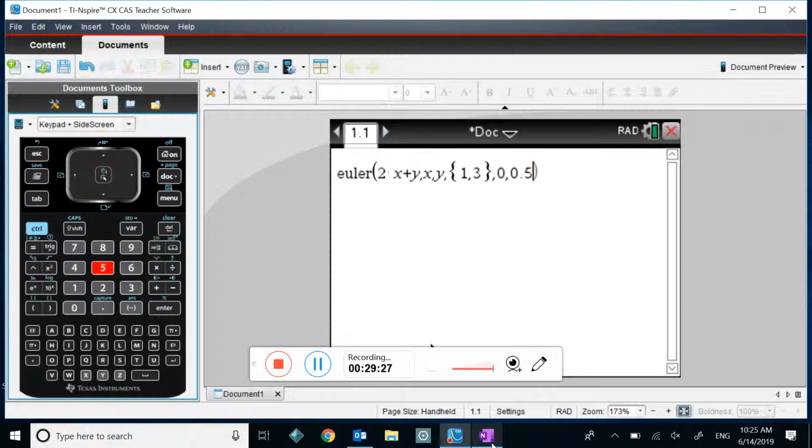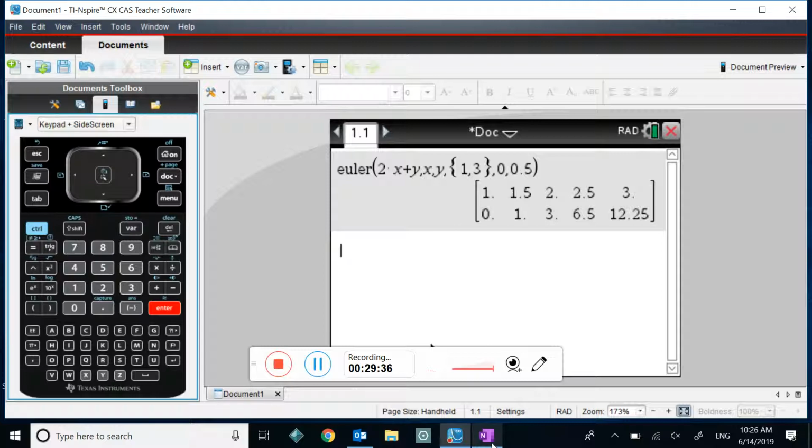You know why it takes me a couple of years to remember that now? Kind of. You get a matrix and you can see all the steps. Okay, so 1 gives you 0, 1.5 gives you 1, 2 gives you 3, and the next ones will give you 6.5 and 12.25. All right, make sure you write the instructions down.